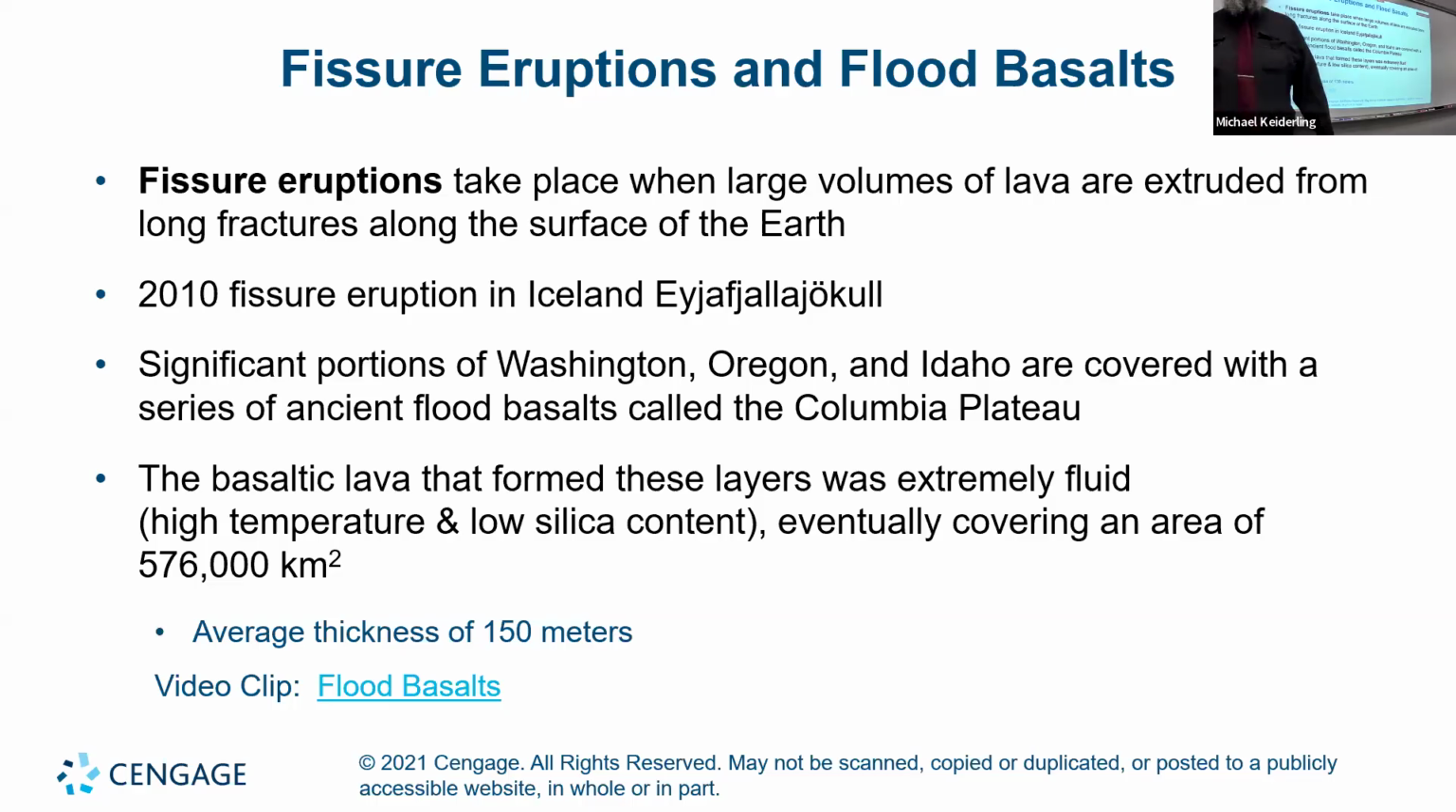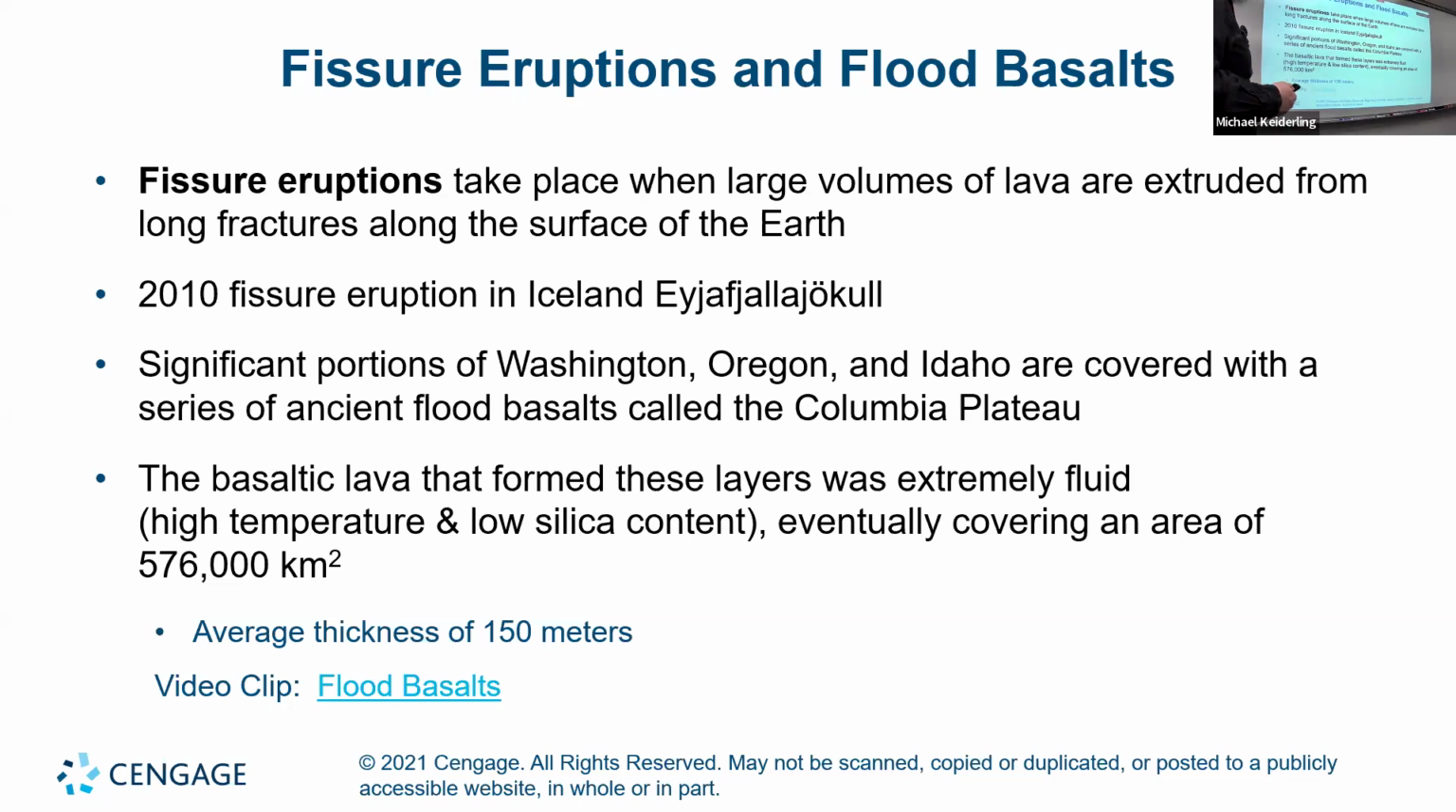So 2010, the eruption of Eyjafjallajökull. I'm certain I butchered that. It had one, you can see these sort of long cracks blowing out lava, and significant portions of Washington, Oregon, and Idaho are covered with a series of ancient flood basalts called the Columbia Plateau. These were enormous quantities of flooding out that was much less viscous than modern lava and covered much larger areas.